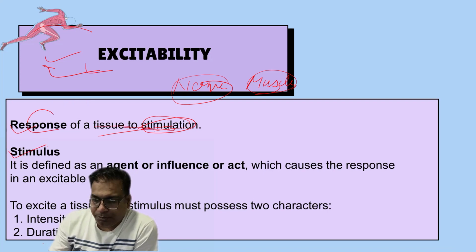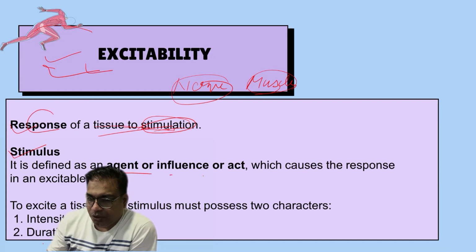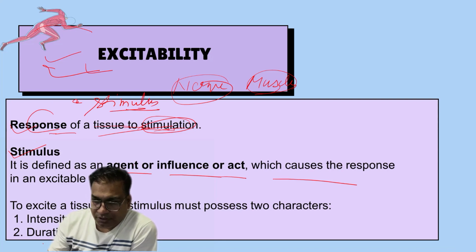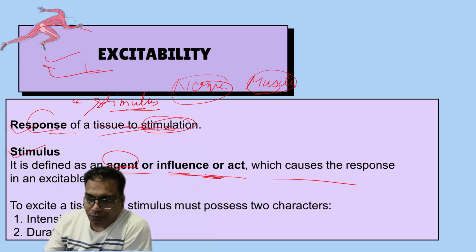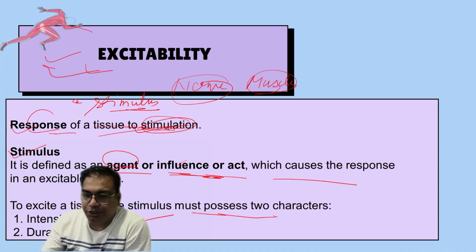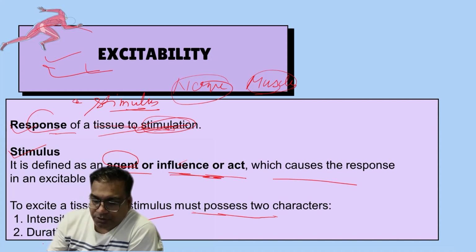If we talk about the stimulation, then it is defined as an agent or influence or any act which causes the response in excitable tissue. So stimulus is an agent, or any act which causes response. Now come to the stimulus. Any stimulus must possess two characters. The first one is the strength and the second one is the duration. These two properties must be shown by the stimulus.